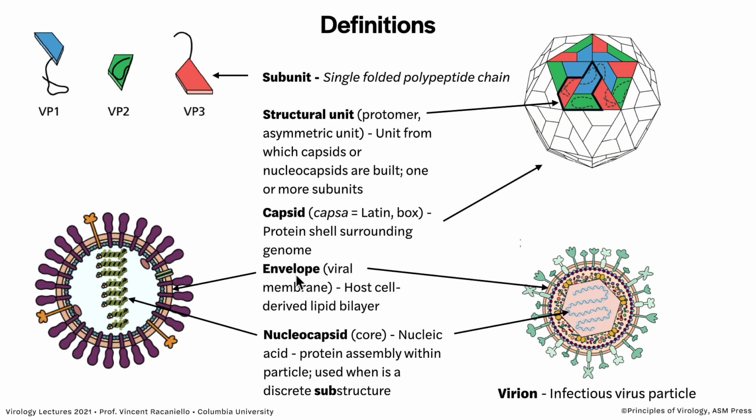And then we have the envelope, which of course is the viral membrane. That is derived always from the host cell, and it is a lipid bilayer. Embedded in it are viral glycoproteins, which we will talk about. Envelopes can be on viruses with capsids, like the one on the upper right, or they can be around viruses that have a nucleocapsid or just nucleic acid inside without any higher order structure such as that. And we'll get into this more today.